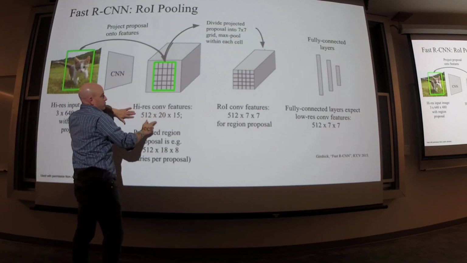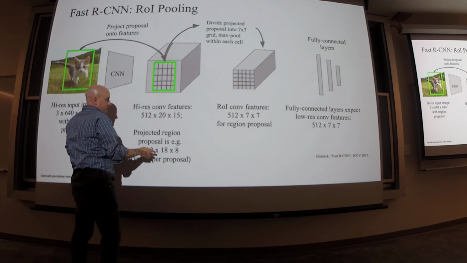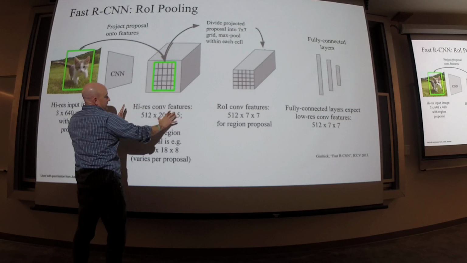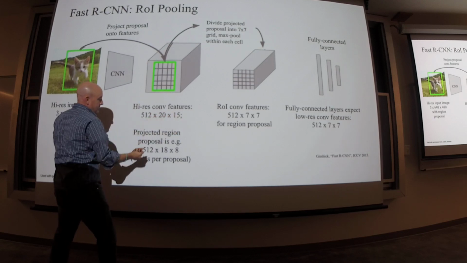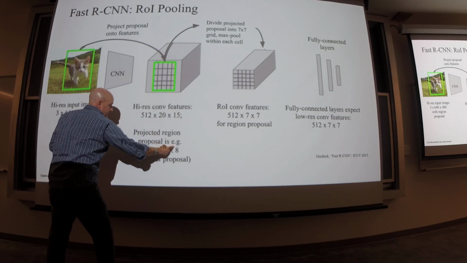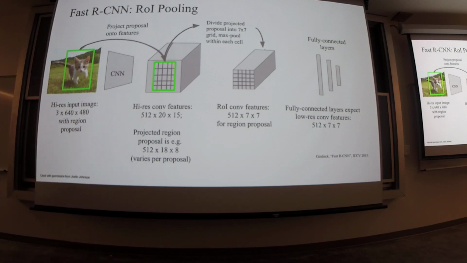So you've got 512 channels at this conv5 layer, and the region. The spatial extent here, I don't know why I showed 15, it should be something else. But you have the original set of features, and your region of interest is going to be some subset of that. So again, that changes per proposal.